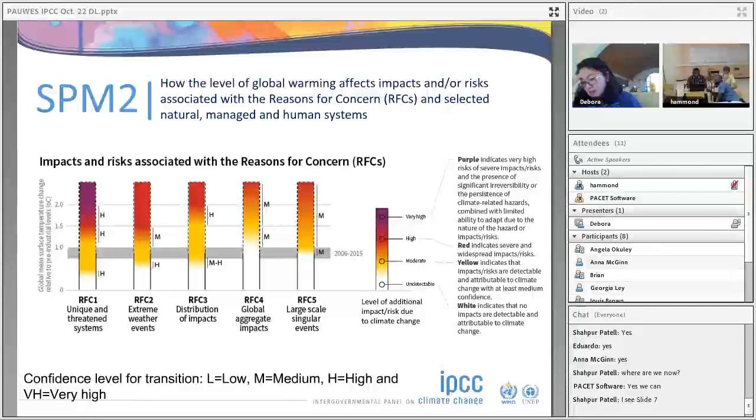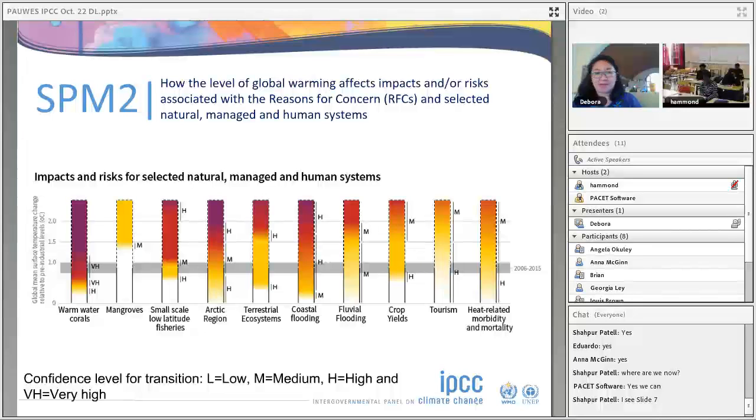And then non-CO2 emissions will also need to be reduced and will primarily have direct and immediate health benefits.